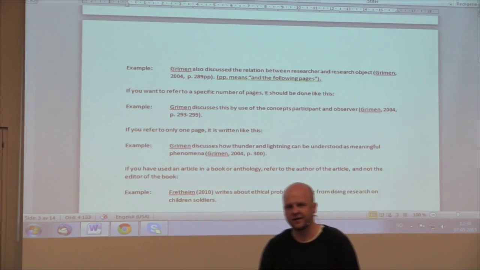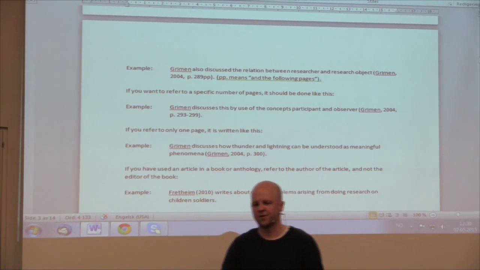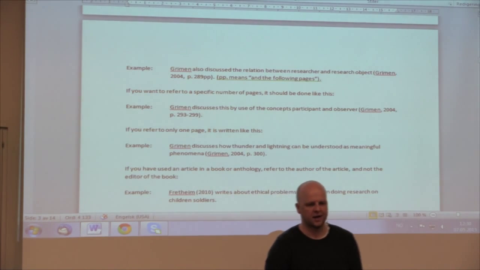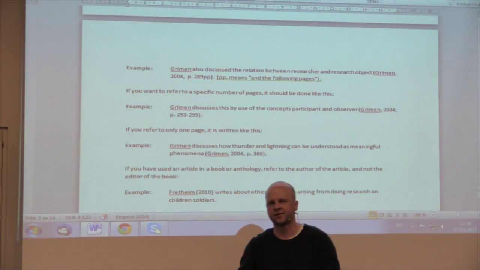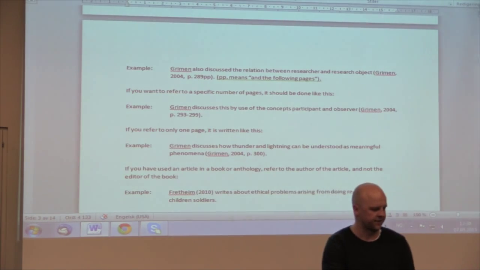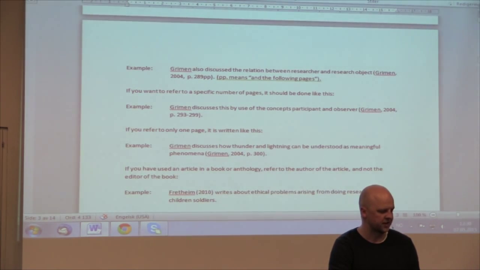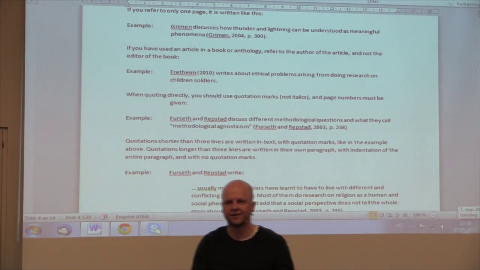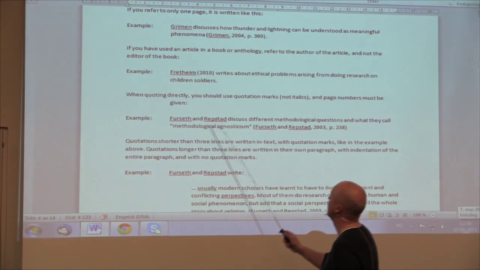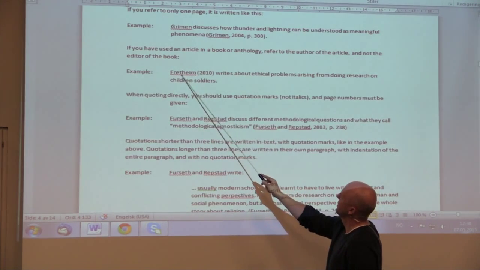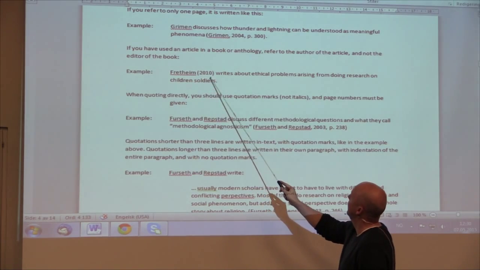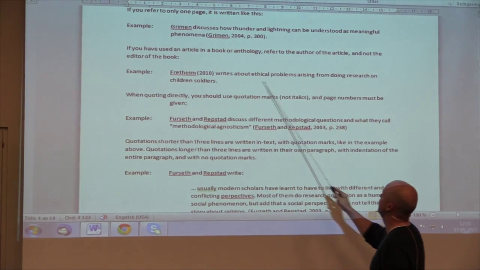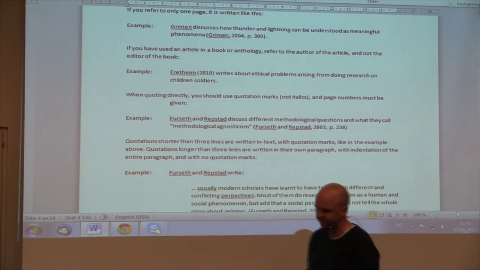These were examples where the author has written the whole book himself or herself. But if you have an editor of a book and different authors have written the different chapters, then if you cite one specific chapter or page, you should refer to the person who has written that article. You should not write the editor's name, but the author of that chapter. So for instance, if Fredheim has written a chapter in a book edited by another person, you should still refer to Fredheim 2010, who writes about this and that.